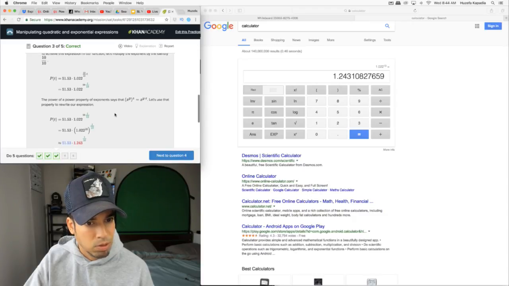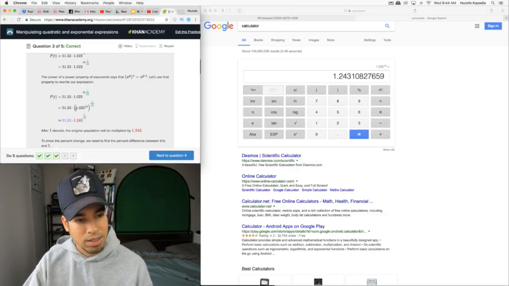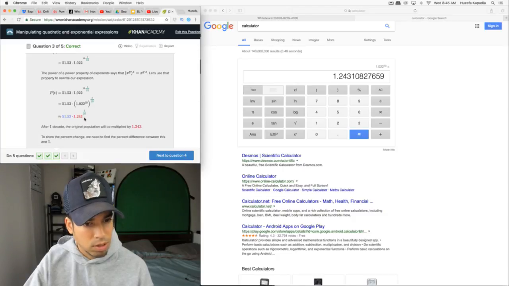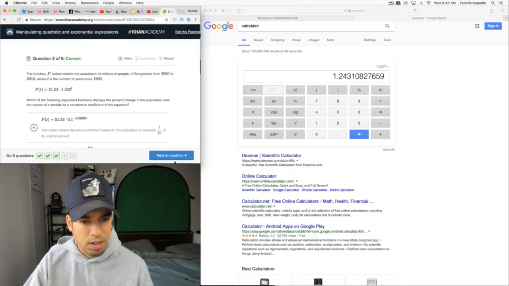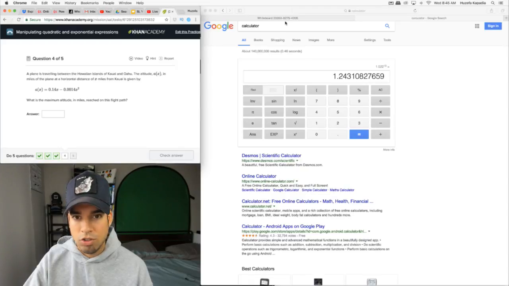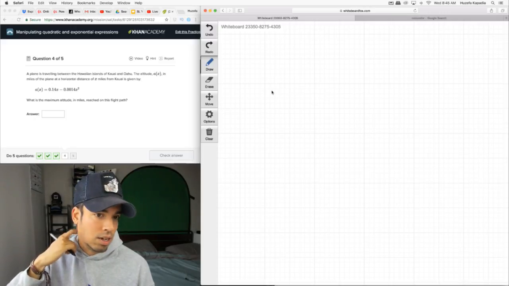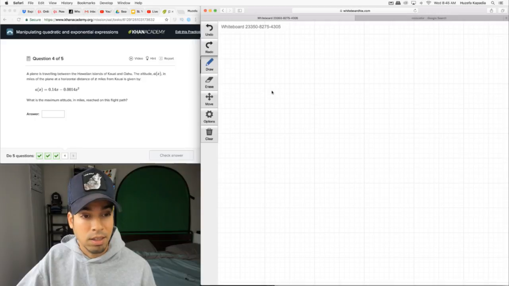The power of a power property of exponents says, let's use that property to rewrite our expression. So they basically raised this to the 10th power, and then they divided t by 10. But anyways, that was the point, they got the same value, 0.243. I've got to tell you, these are super hard questions in my opinion. I definitely think these would be at the very end of the section, if they even show up. When I took the actual SAT, I don't remember anything this tough.